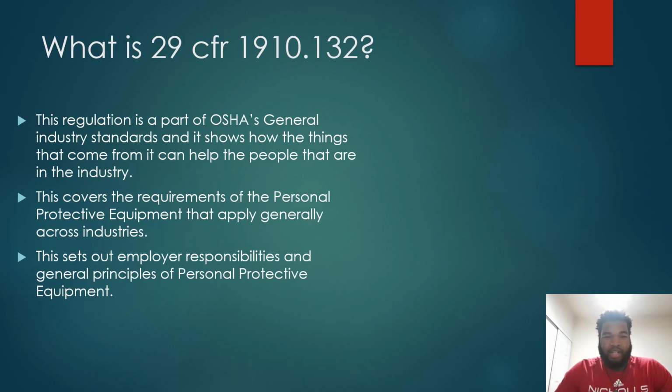What is 29 CFR 1910.132? This is a regulation that is a part of OSHA's general industry standards, and it shows how the things that came from it can help people that are in the industry. This covers the requirements of the personal protective equipment that applies generally across industries. This also sets out employer responsibilities and general principles of the personal protective equipment.